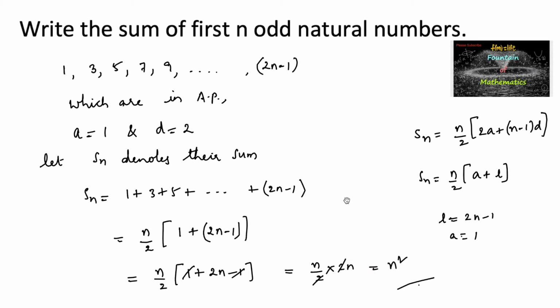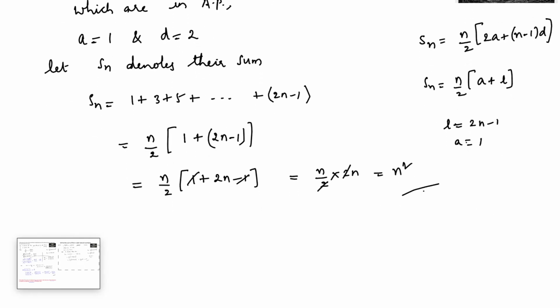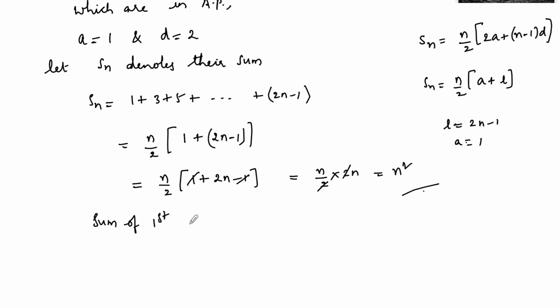Therefore we can conclude that the sum of first n odd natural numbers is equal to n square. Okay.